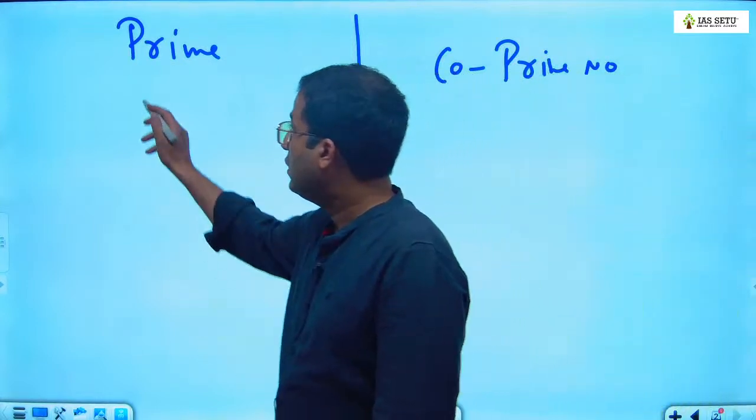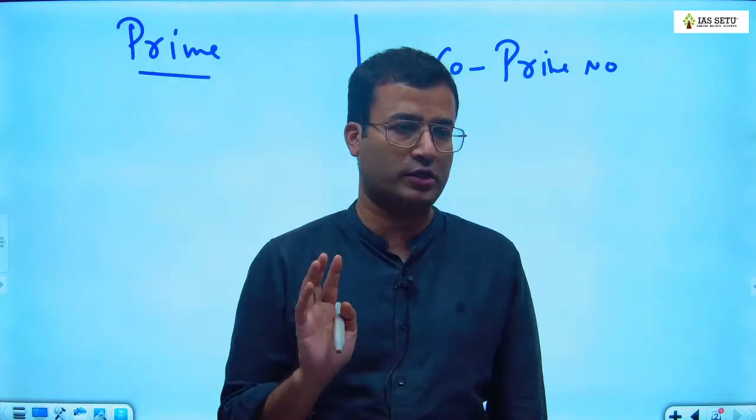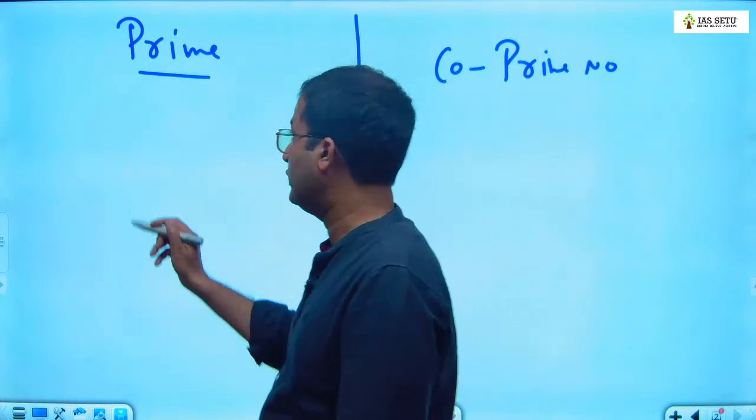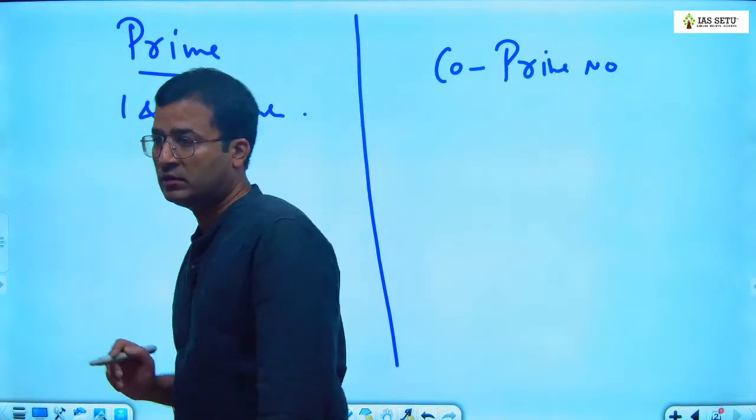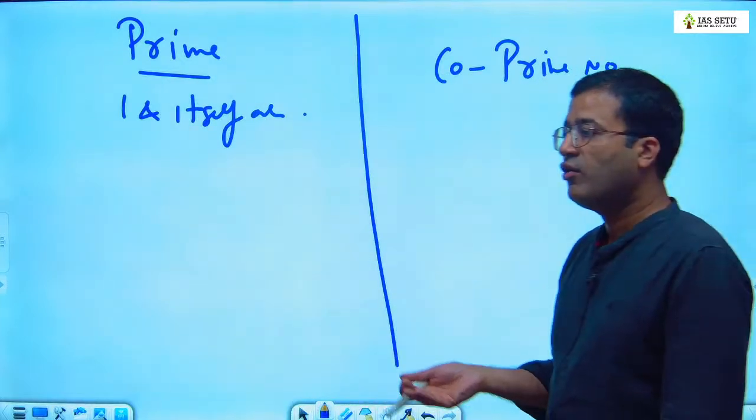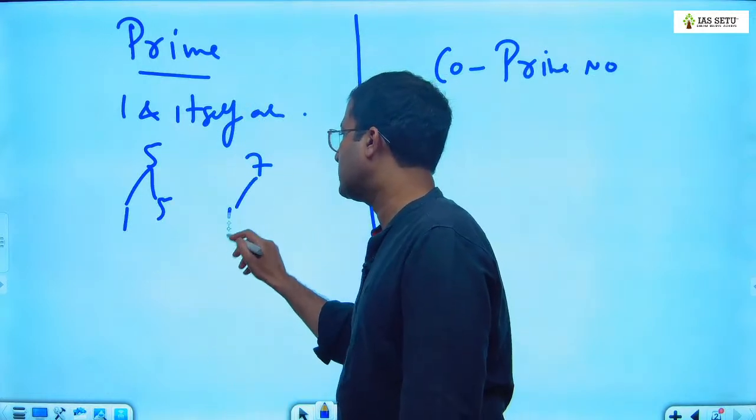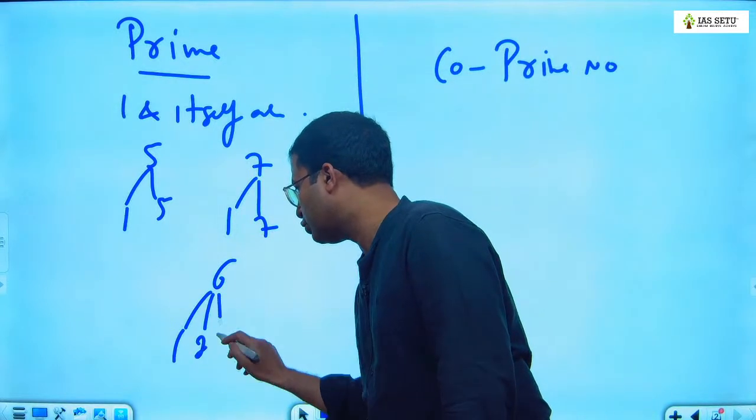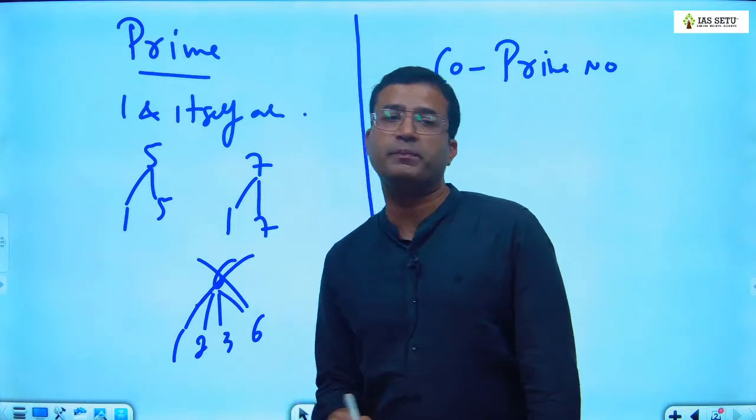Prime numbers are those which are divisible by one and itself only. We have taken the example in the last class. 5 is divisible by 1 and 5. 7 is divisible by 1 and 7. 6 is divisible by 1, 2, 3, 6. It has more than 2 factors. That's why 6 is not a prime number.